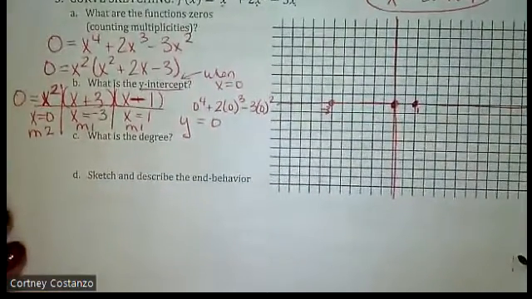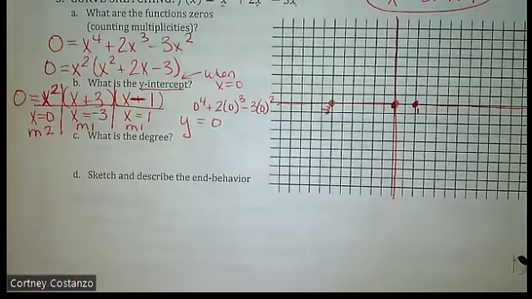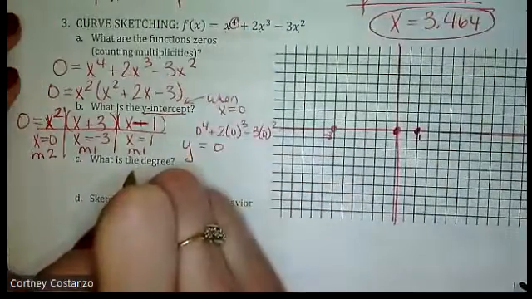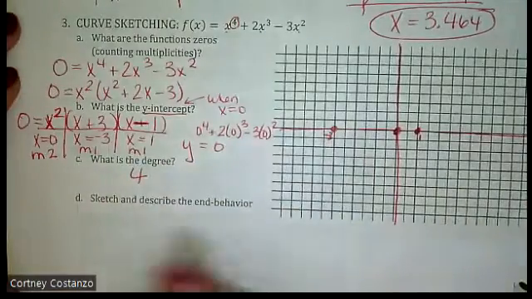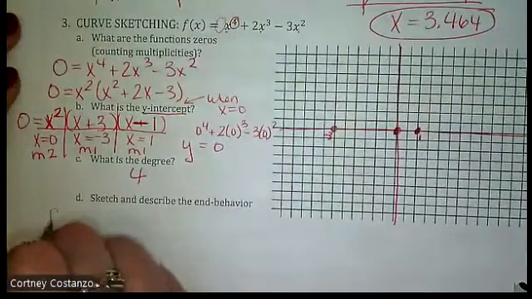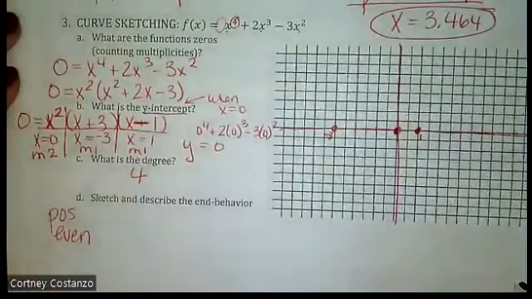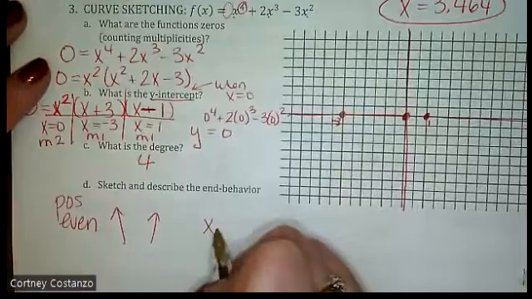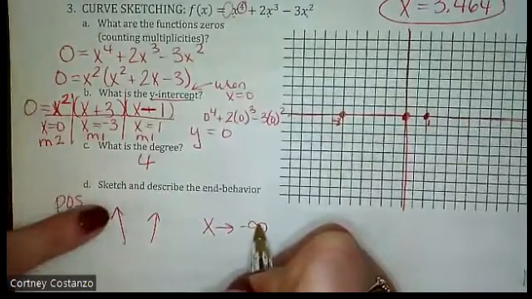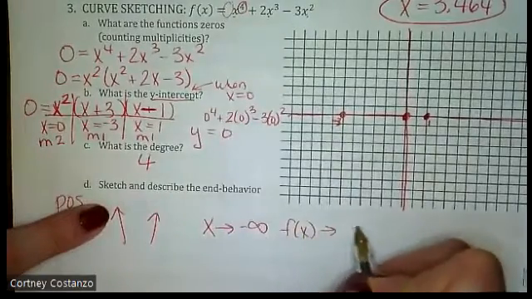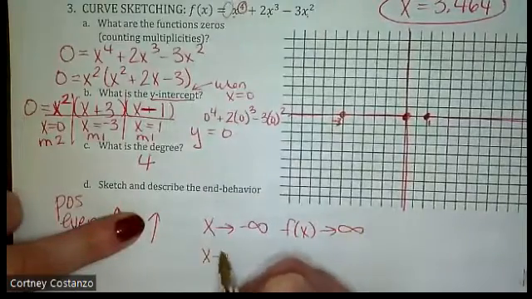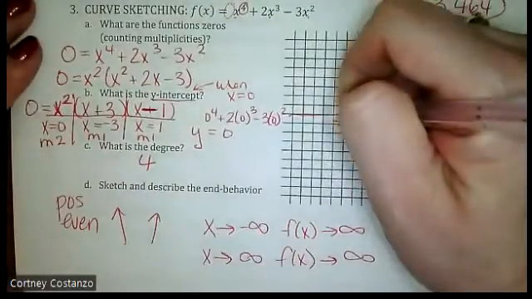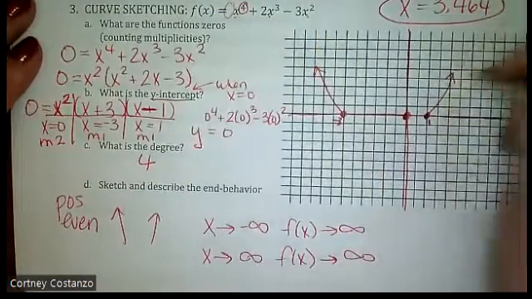But before I can connect these zeros, I have to figure out what our degree is. Our degree is 4. It's the highest degree or exponent in the problem. And if it's degree 4 and there's no negative out front, so it's a positive even degree function, my end behavior should be up, up. Meaning, as x goes to the left, my y values should go up. And as x goes to the right, my y values also should go up. So this should go up and this should go up.